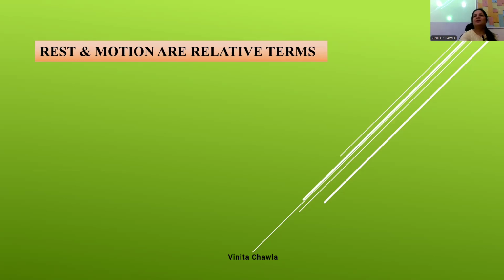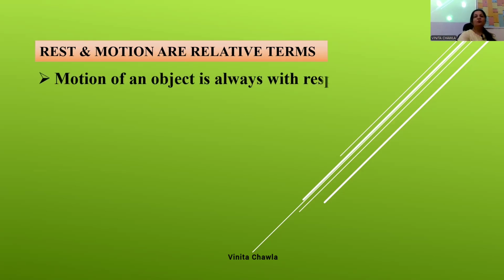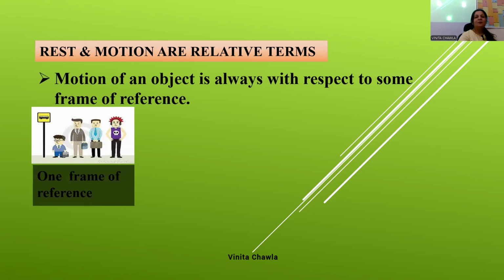Okay, so motion and rest are relative terms. It depends upon the object and the observer. Observer and the object under study. The motion of an object is always with respect to some reference frame. For example, as we have taken this example now, we can consider people who are standing at the bus stand as one frame of reference. From their frame of reference, bus is moving in forward direction and all the passengers are also moving along the same path.